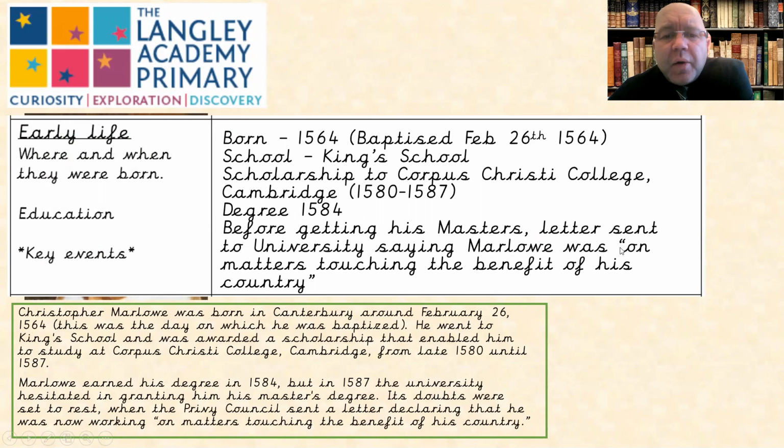And here, my notes are a little bit more detailed. I've got in quotes here because I needed to make sure, because this is exactly what was written, I made sure that was in my box up. So it made it word for word into the actual piece of writing. I couldn't really abbreviate this because it's the words that were actually written down. So: "on matters touching the benefit of his country." Quite vague, but enough to cause the university to reconsider and give him his master's.